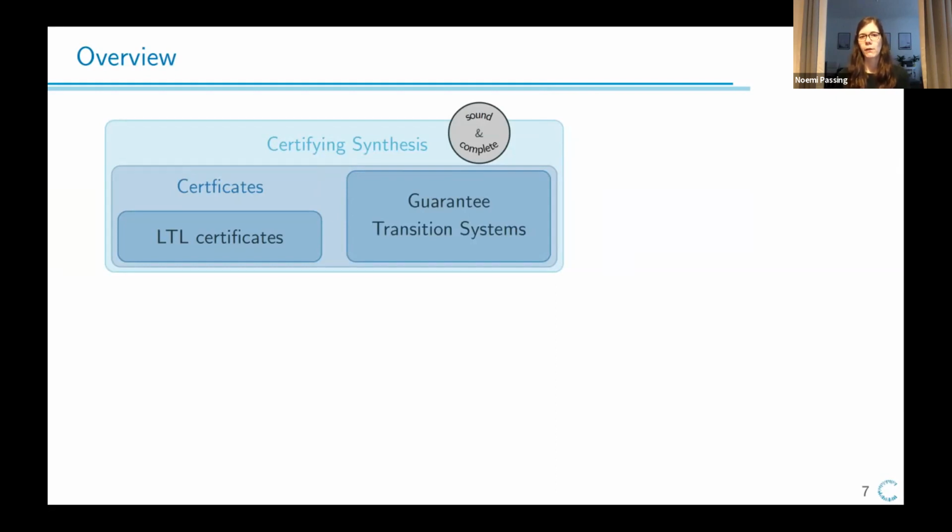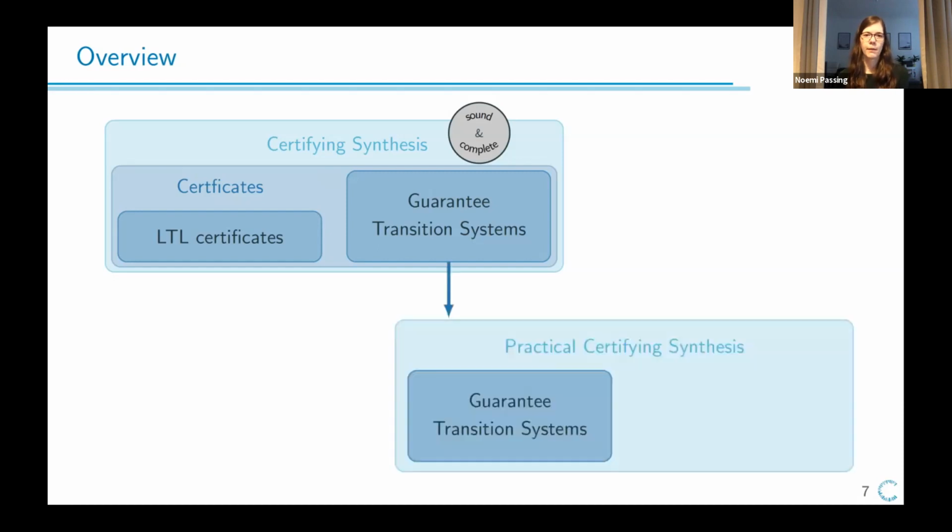These guarantee transition systems are by construction deterministic, and so we avoid this blow up. Furthermore, it is much easier to incorporate the search for guarantee transition systems into existing tools. And this is exactly what I will present after we have seen what certifying synthesis is: a practical approach for it. It is based on bounded synthesis, and therefore we again have bounds on the sizes of both our strategies and our certificates. Then we reduce the search for certificates and strategies to a constraint solving problem.